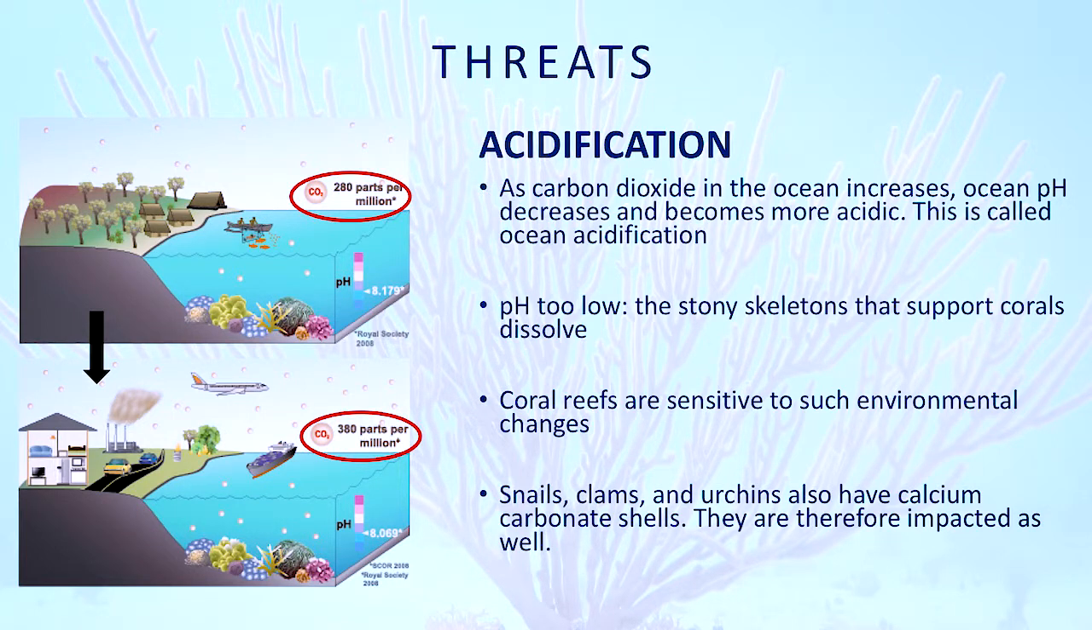Associated with climate change is ocean acidification. You have atmospheric carbon dioxide, and this dissolves into seawater and creates carbonic acid. Carbonic acid then dissolves and separates into bicarbonate ions and hydrogen ions. So this makes the water more acidic.